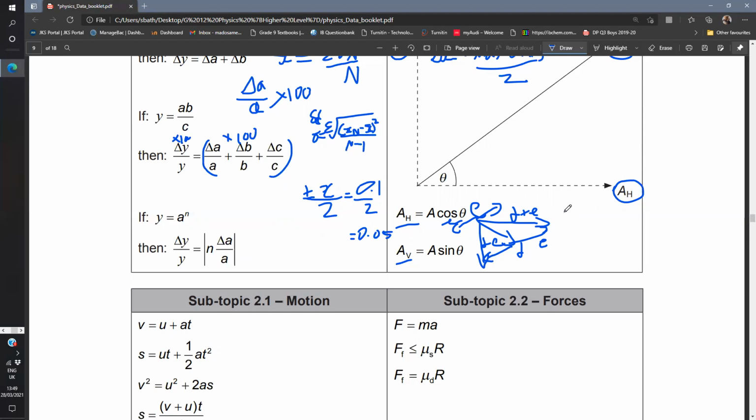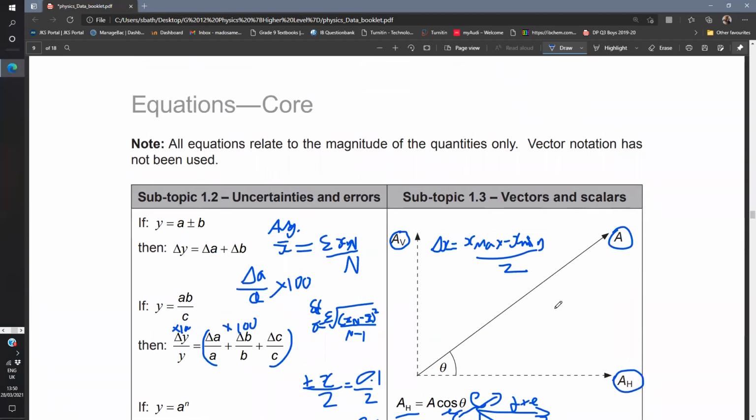And now, how about the magnitude and the angle? So for the magnitude, all you have to do is use the Pythagorean theorem. So Av squared plus Ah squared, and A will be the square root.